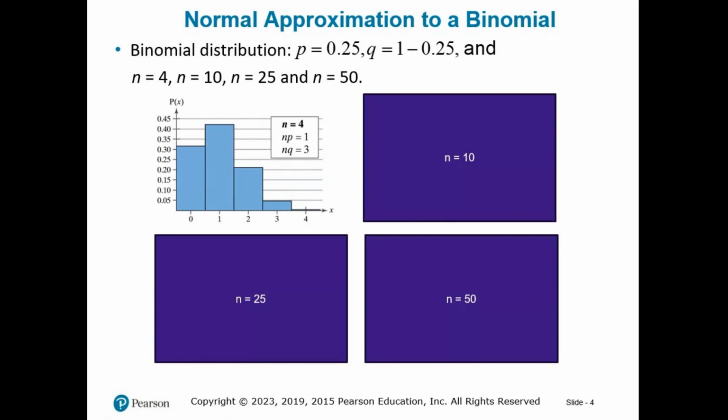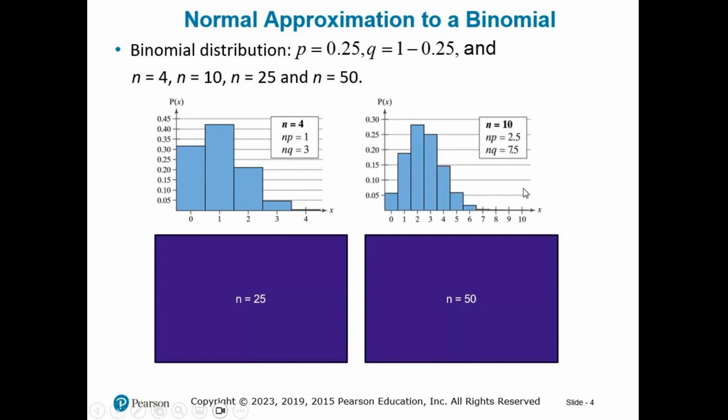What do you think is going to happen in n equals 10? Well, let's see. Interesting. So still discrete numbers and bars, still skewed right, but they're smaller and almost bunched together more. What about n equals 25? Let's look.